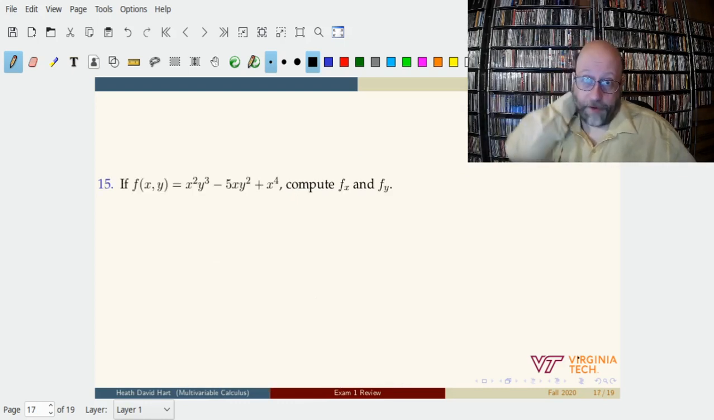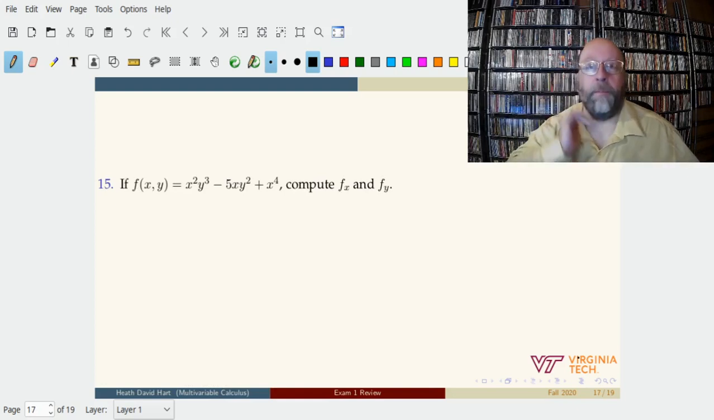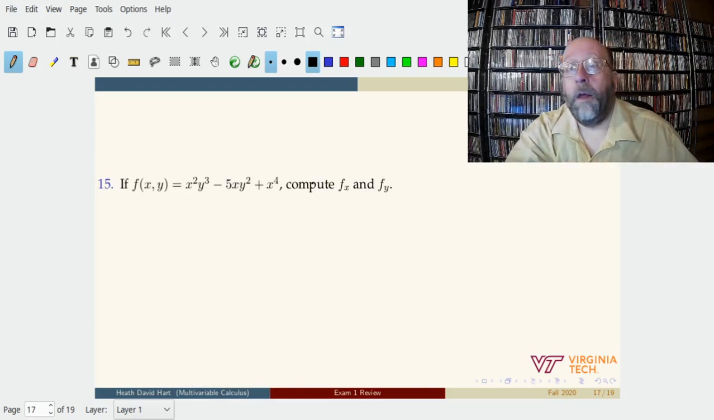Okay, so we have a function here. We need to compute some partial derivatives here. So the partial derivative with respect to x, I have an x on one side and a y on the other. The x side gets the derivative. The other side doesn't change, so it's still y cubed. This is 5x and y squared. The derivative of 5x is 5, and nothing happens to the y squared. This is 4x to the third.